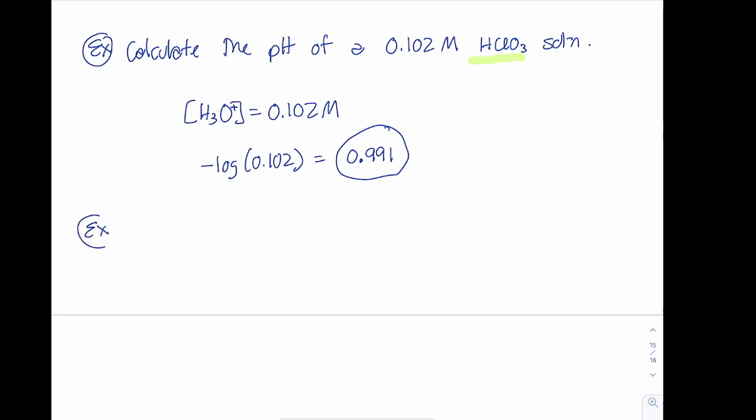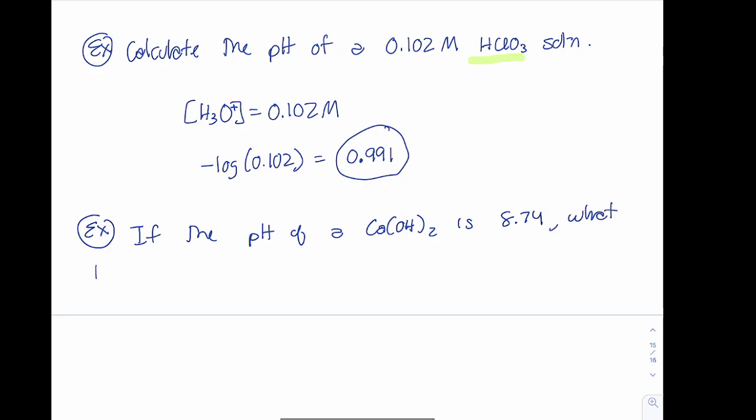Another example for us. If the pH of a calcium hydroxide solution is 8.74, what is the concentration of calcium hydroxide?